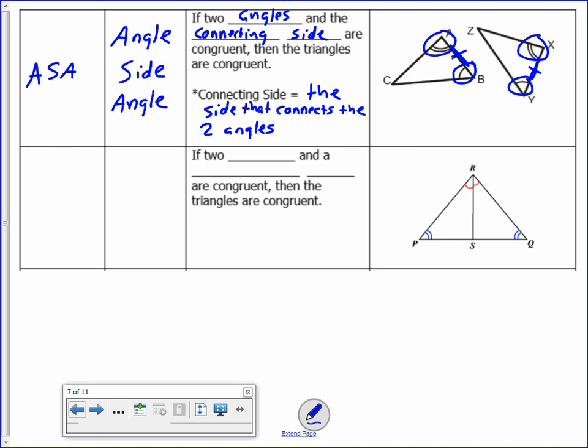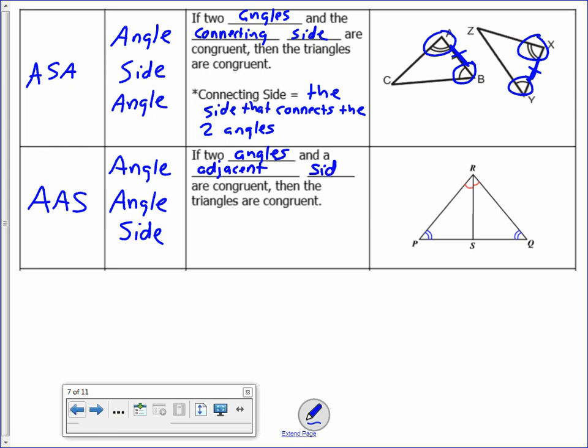The fourth way is what we call AAS, which stands for angle, angle, side. If you can prove two angles and an adjacent side are congruent, then that's enough information to say that the two triangles are congruent.